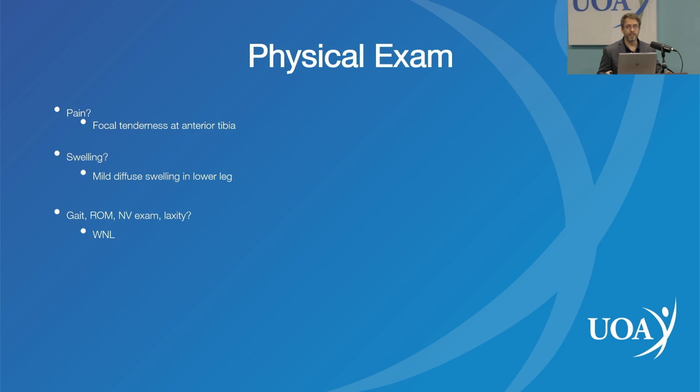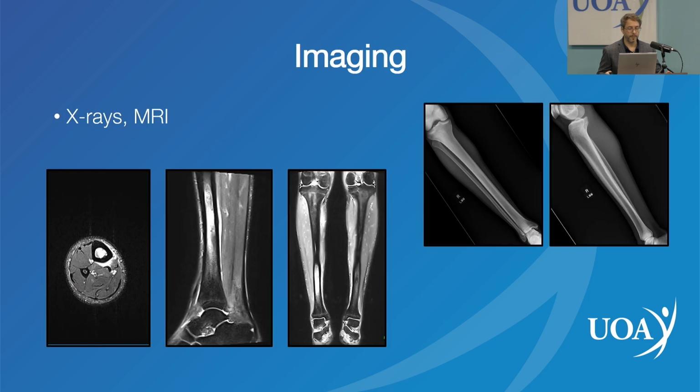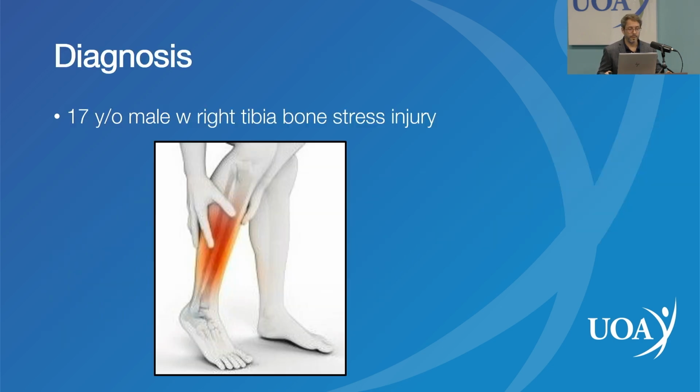On exam, he's focally tender at the anterior tibia. He's got mild diffuse swelling in his lower leg, and the rest of his exam is unremarkable. On imaging, we can see here that his x-rays show really no pertinent findings, but his MRI does show increased signal in the mid to distal third of the anterior tibia, on the top-down view, frontal view, and the side view. So this is a classic presentation of a male with a right tibia bone stress injury.